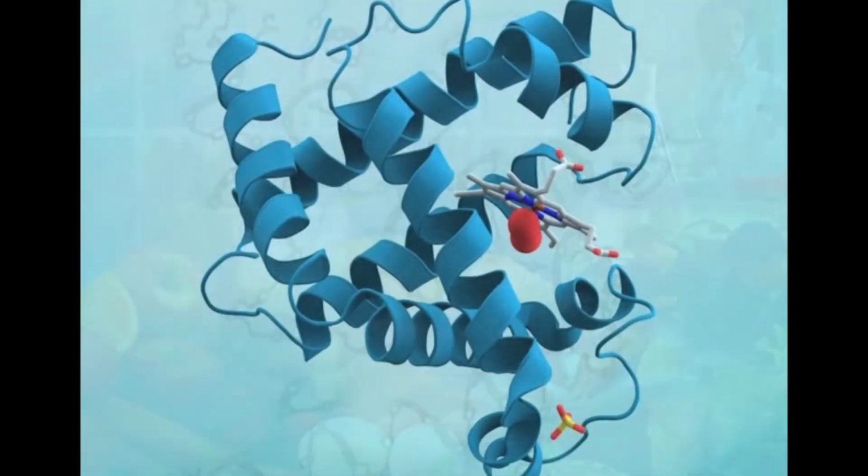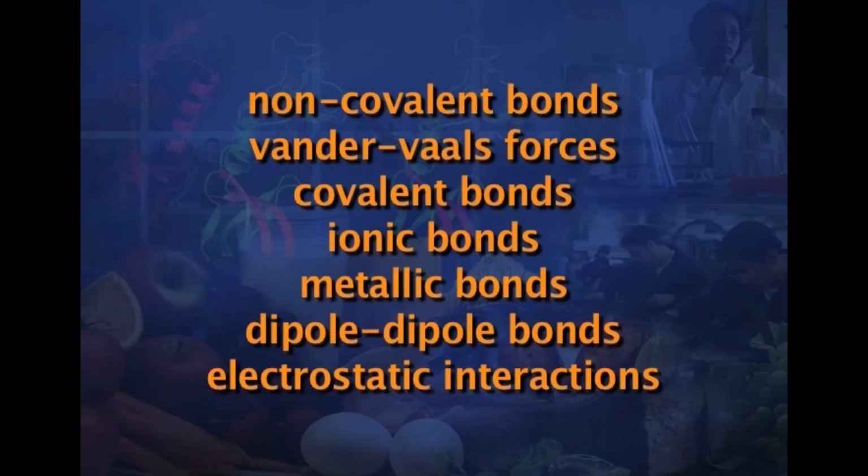Now, the tertiary structure is the coiling 3-dimensional structure of a single protein molecule or a single subunit, where the secondary structure folds into a special 3-dimensional arrangement, and this arrangement is held together by various bonds and forces like non-covalent bonds, van der Waals forces, covalent bonds, ionic bonds, metallic bonds, dipole-dipole bonds and other electrostatic interactions. It describes the complete folded and compacted polypeptide chain.